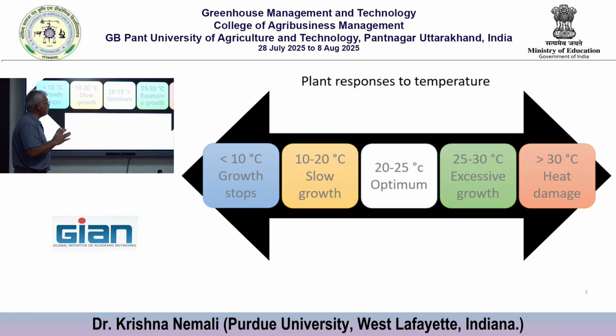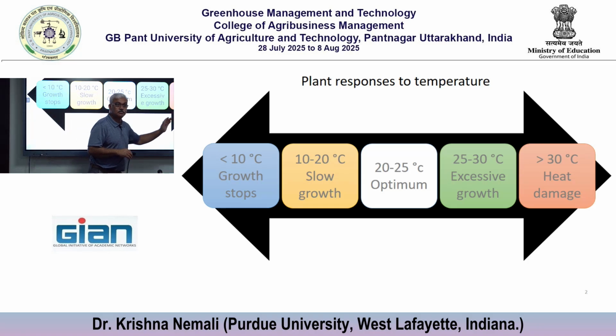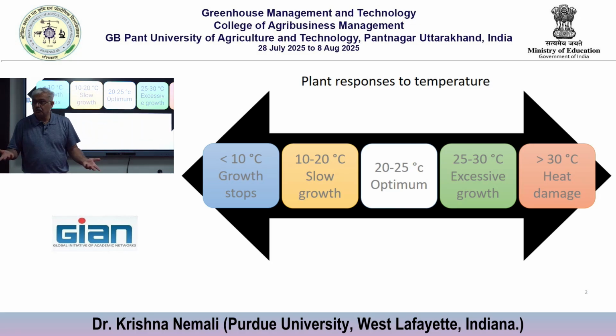Now, let's see what happens if you go from optimum to higher temperatures, this side. When the temperature increases from 25 to 30 degrees Celsius in the greenhouse, in that 5 degrees Celsius range, what you normally see is excessive growth. Well, wouldn't excessive growth be good? I mean, they are growing more, right? No, it is not good. I'll show you some pictures. When these plants grow excessively, you're losing the quality. They are too lanky, too tall, weak, too much petiole elongation, things like that. Not good at all, okay?